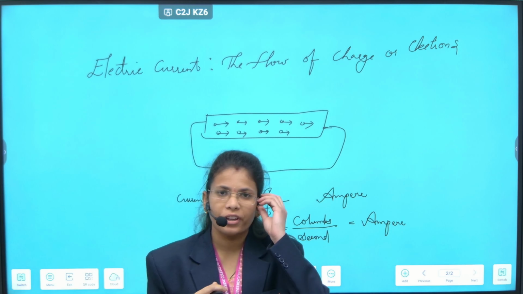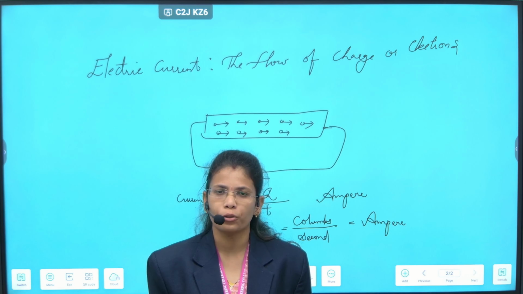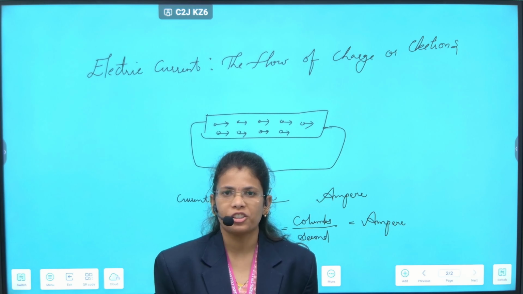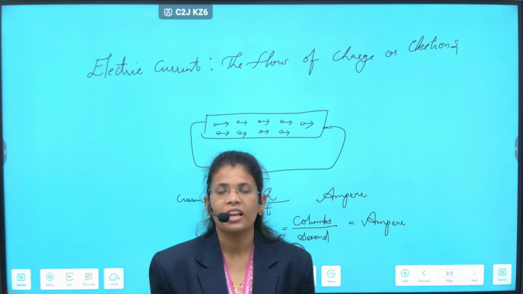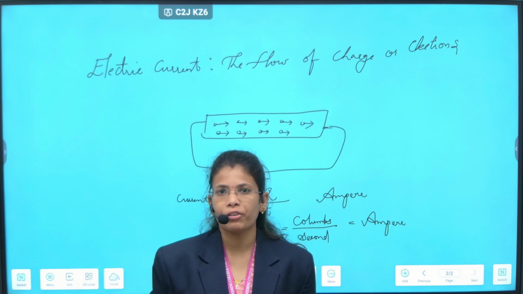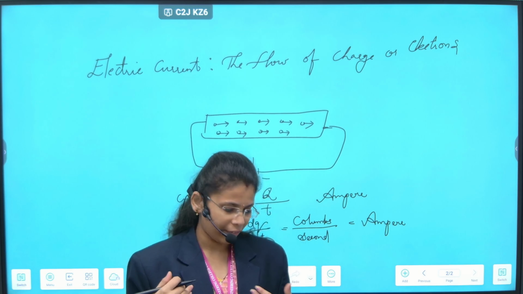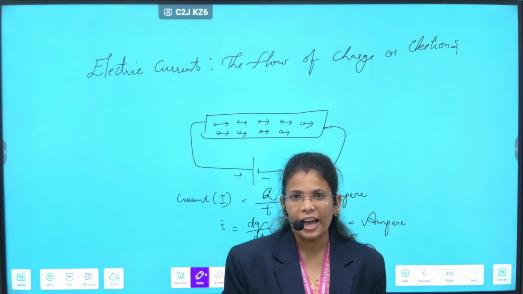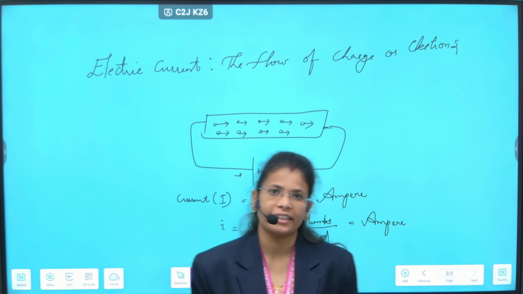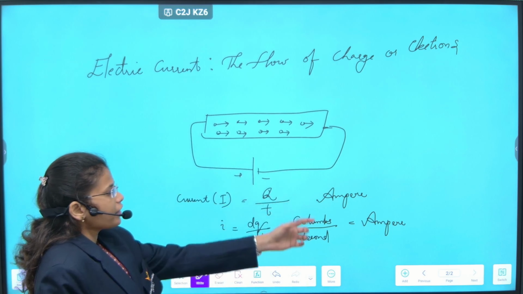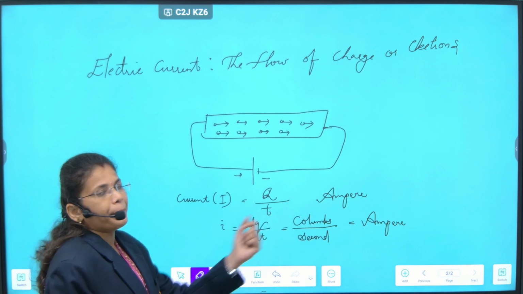I am the charge. When there is no electric field and no magnetic field, I am stationary. I do not have any movement. When an external electric field or magnetic field is applied to the charge, then I start moving. Then the charge becomes the electric current, and electric current is measured in amperes.